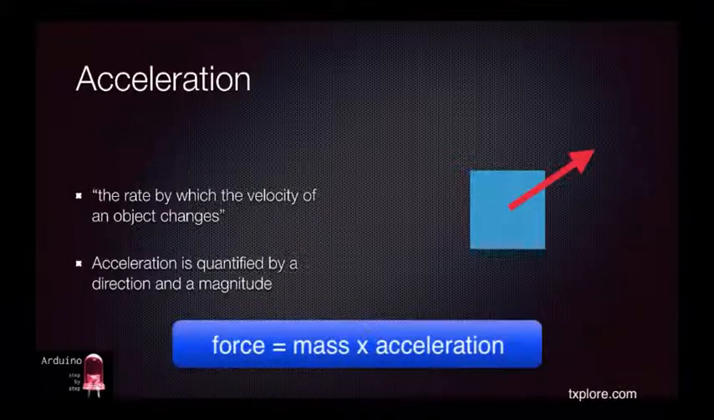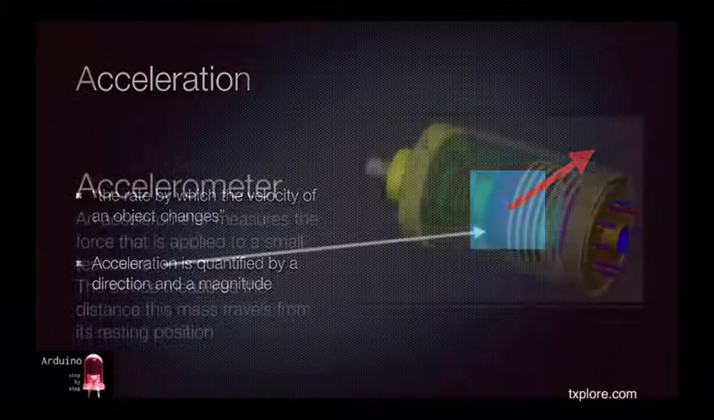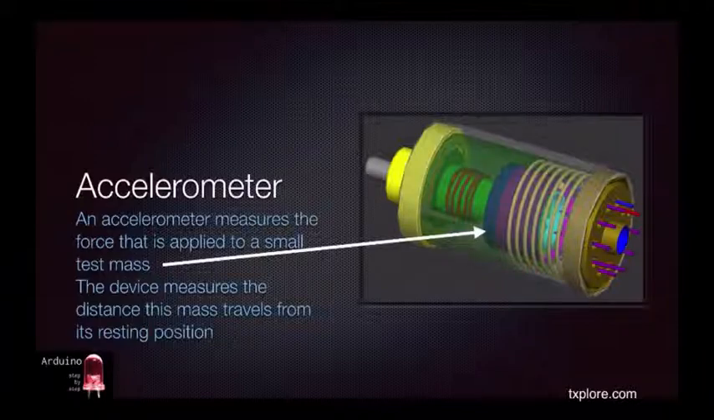Acceleration is described by Newton's second law. Having the ability to measure acceleration is very useful. For this purpose, we use an accelerometer. An accelerometer measures the force that is applied to a small test mass.